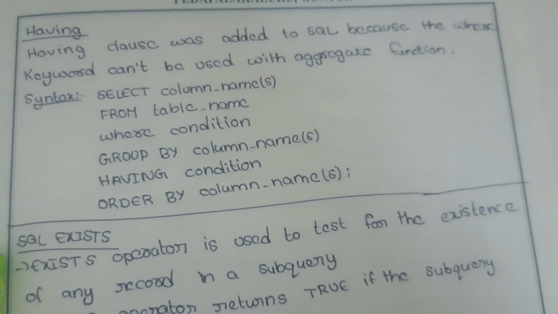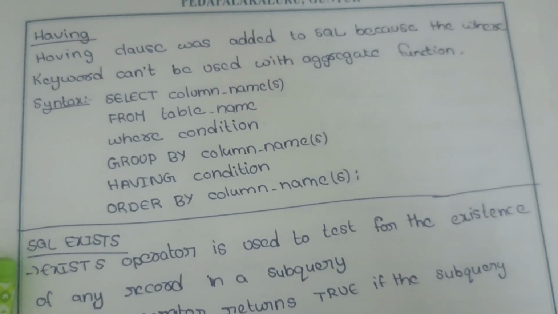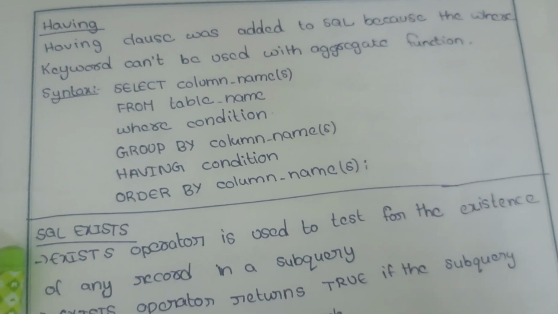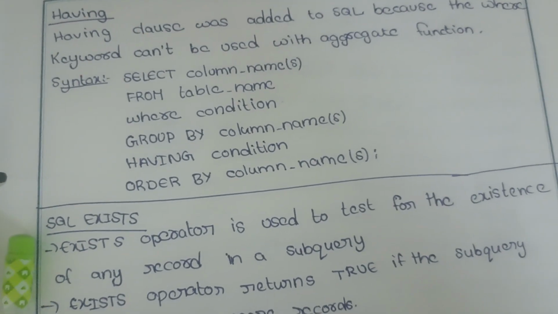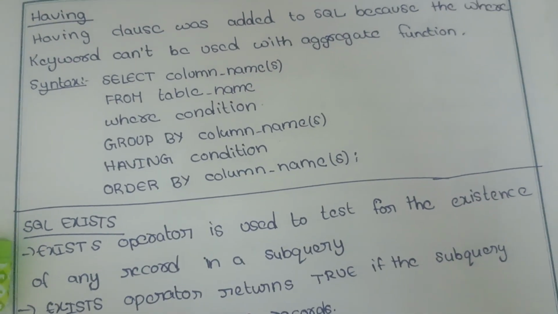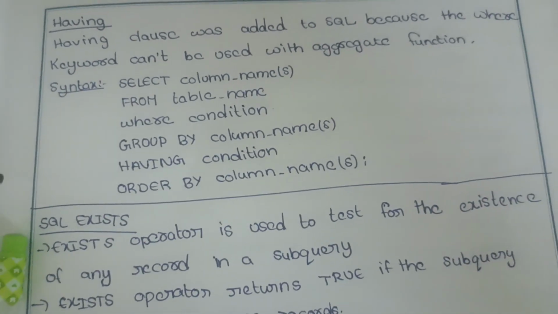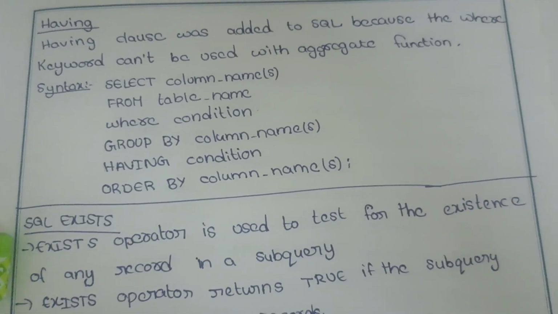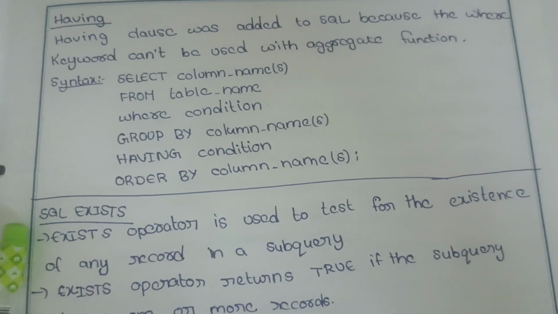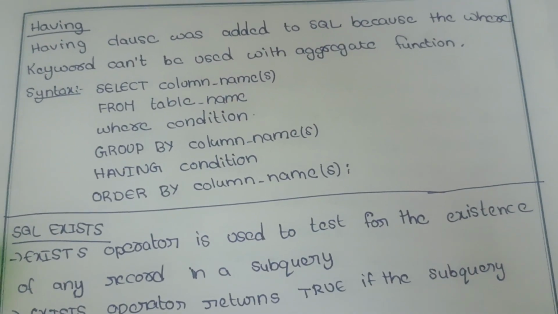The next topic is the HAVING clause. The HAVING clause was added to SQL because the WHERE keyword cannot be used with aggregate functions. It's a very important note to remember. Even in interviews they will ask what the difference is between the HAVING clause and the WHERE clause. The main difference is that in the HAVING clause we can use aggregate functions.